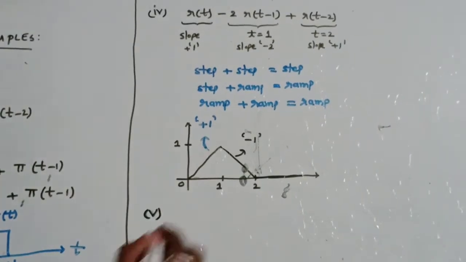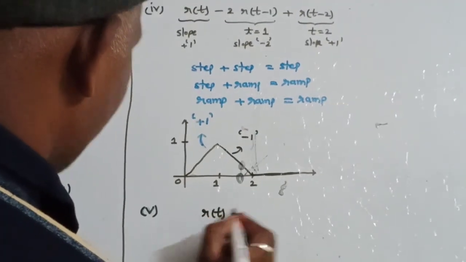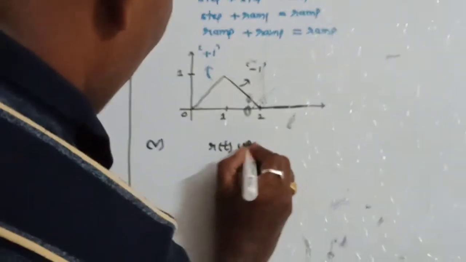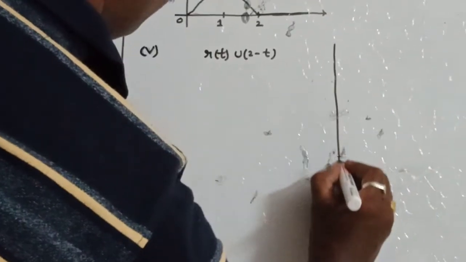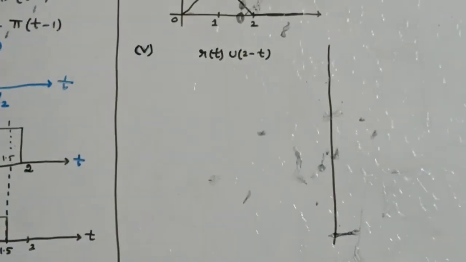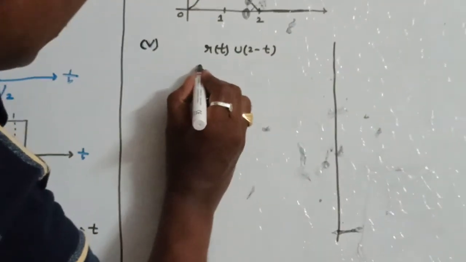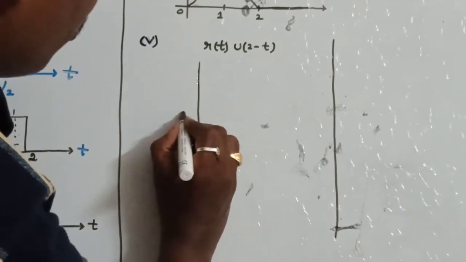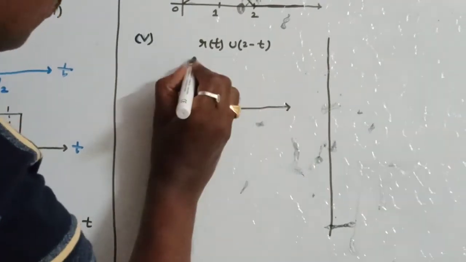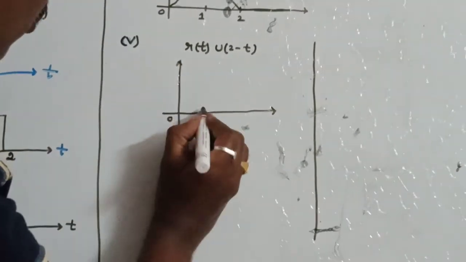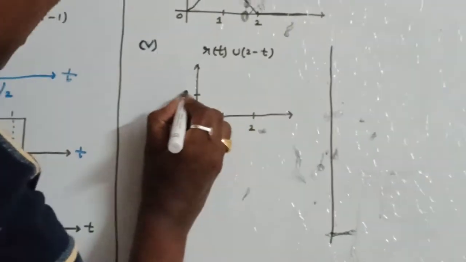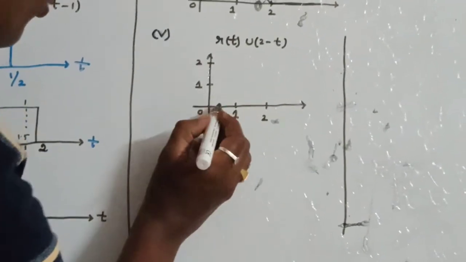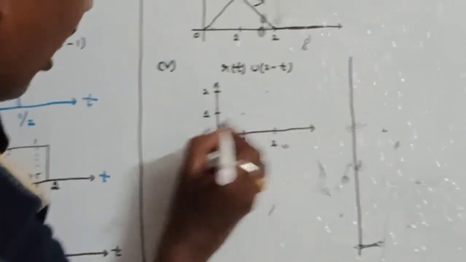Question number 5. What is the question? R of t into u of 2 minus t. First draw R of t and multiply. You know how to draw R of t. R of t is a ramp with a slope of +1, which means for every unit the amplitude increases by 1 unit. So this is R of t.